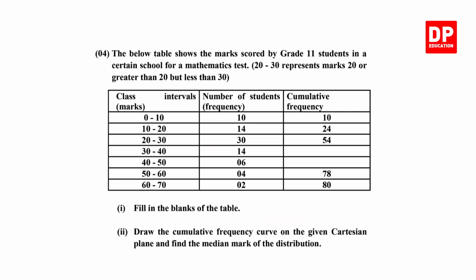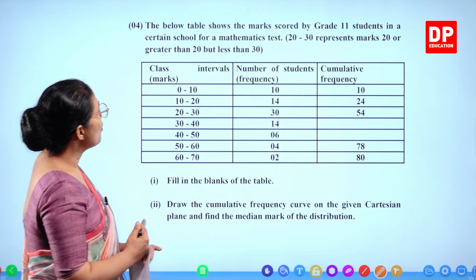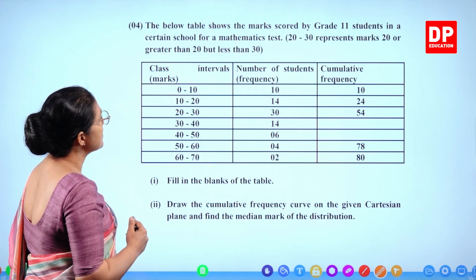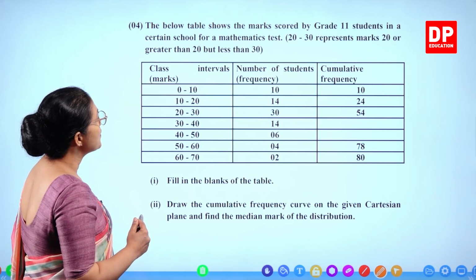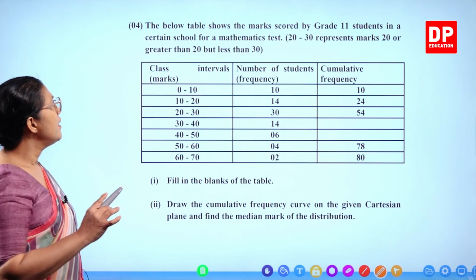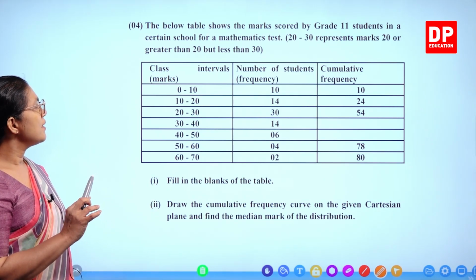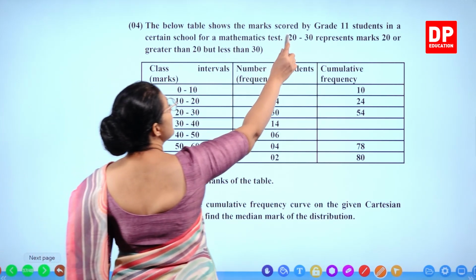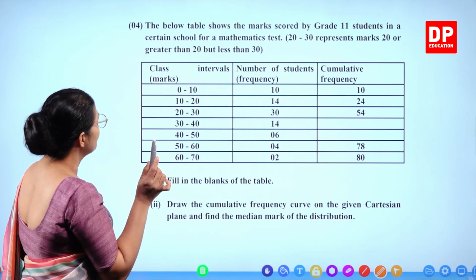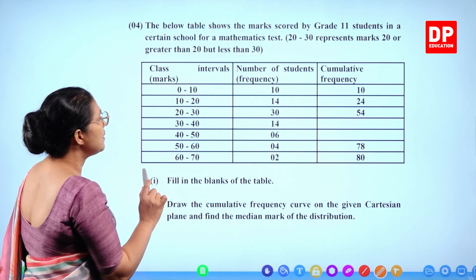Let's do question number 4. It's about statistics. The below table shows the marks scored by grade 11 students in a certain school for a mathematics test. 20 to 30 represent marks 20 or greater than 20 but less than 30. So the first value is included, 20 is included but not the second value. Fill in the blanks of the table.